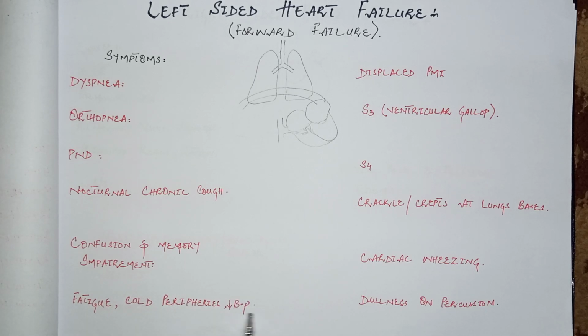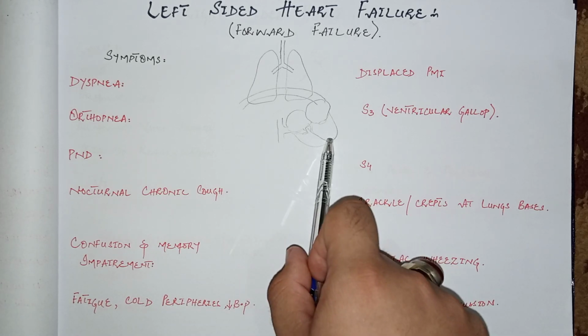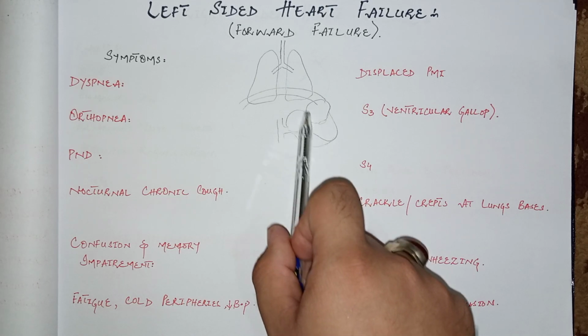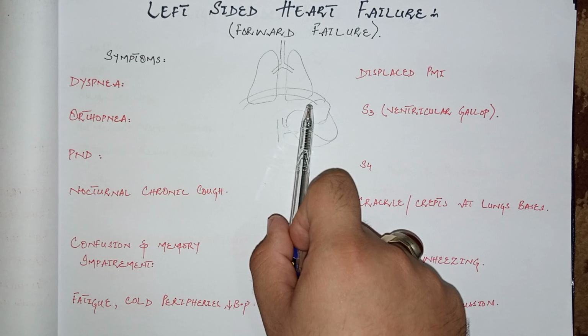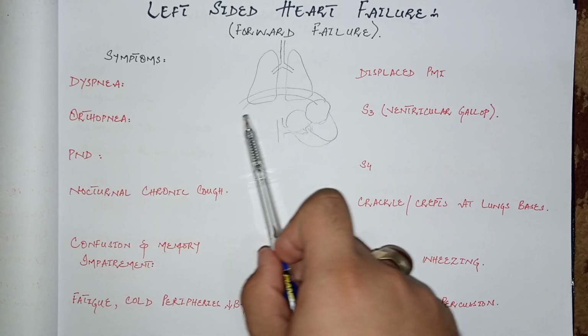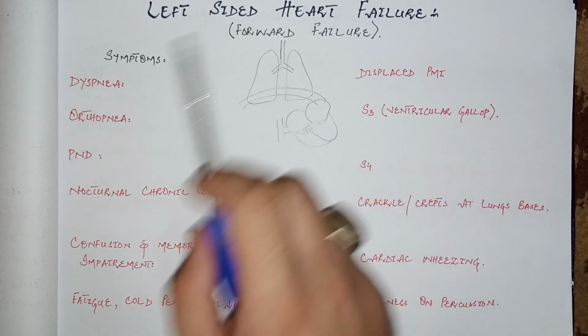These features are because of the forward failure, because the left ventricle is unable to pump the blood into the aorta. That's why there is decreased oxygen supply and decreased blood supply to the peripheries, so cold peripheries and reduced blood pressure. So these are the symptoms. Now come to the signs of this left sided heart failure.